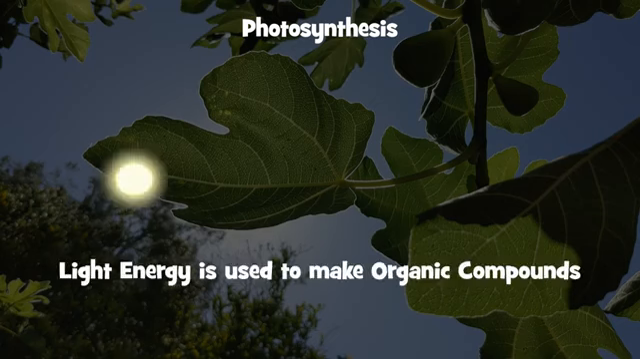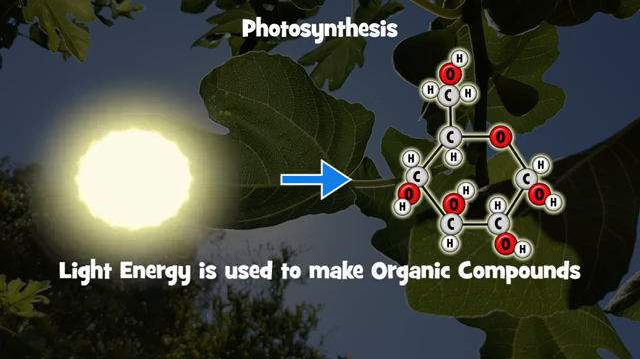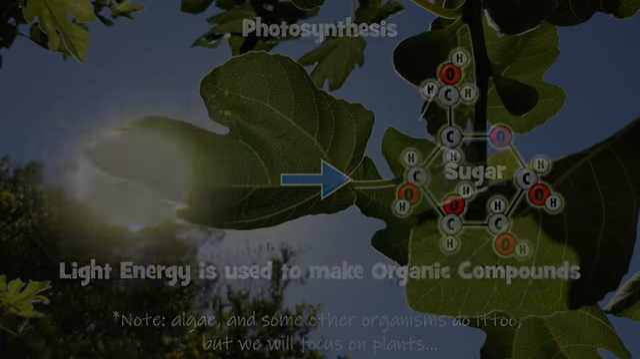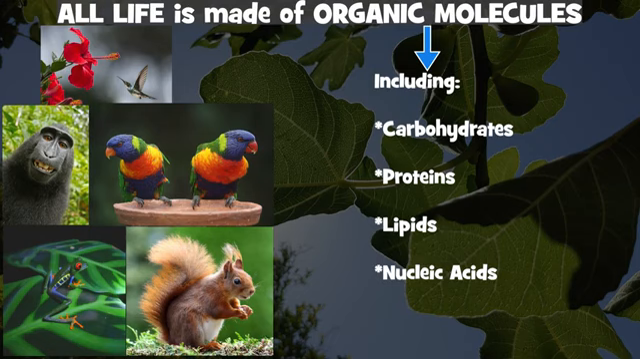In photosynthesis, light is used to make organic compounds, especially sugars, in plants. This is extremely important for virtually all life on Earth, because these organic compounds are what we, and our food, are all made of. So how does this process work?